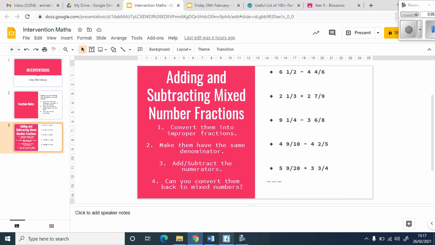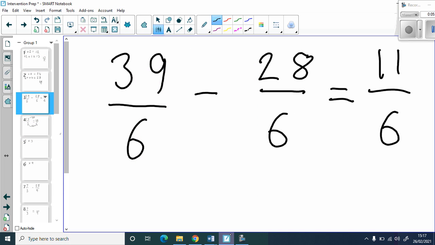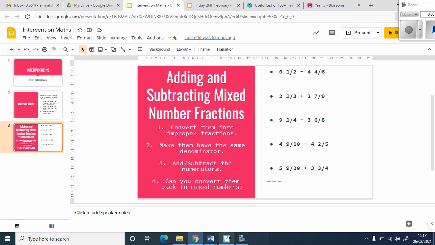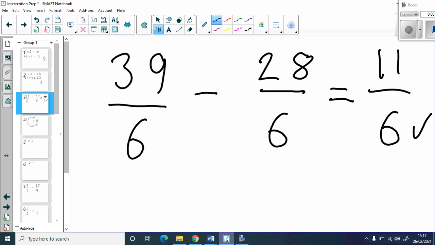What we can do then, step 4, is convert these back to mixed numbers. If you are struggling with steps 1 to 3 already, you do not need to worry about step 4, okay? Give yourself a tick for that. Stop there. If you want, you can carry on, okay? And there is a video of converting your fractions, so you can use that to help you. So what you would get as your final answer, 11 over 6. How many 6s go into 11? You've got 1 whole, 5 sixths remaining. So you'd also get a tick for that, okay?